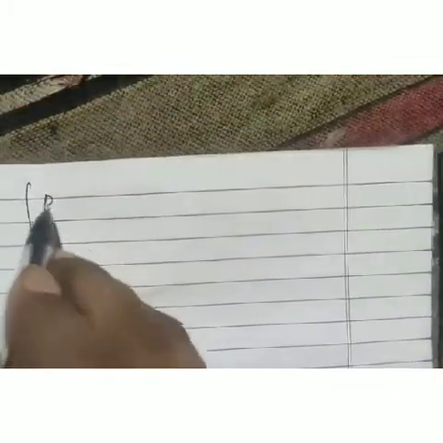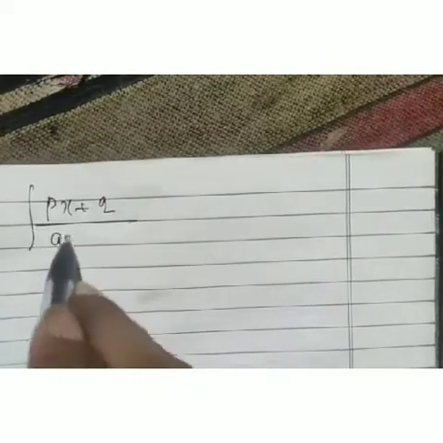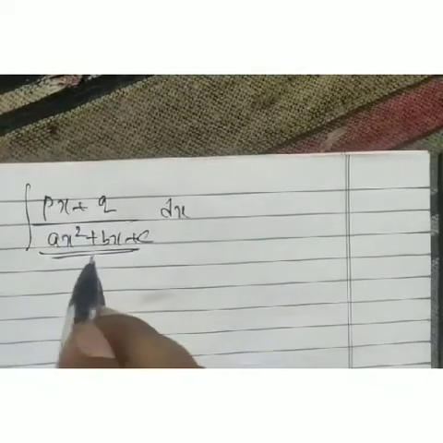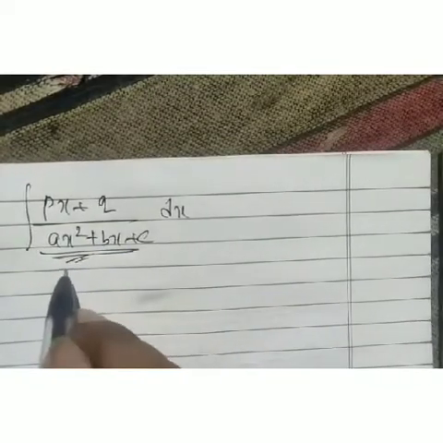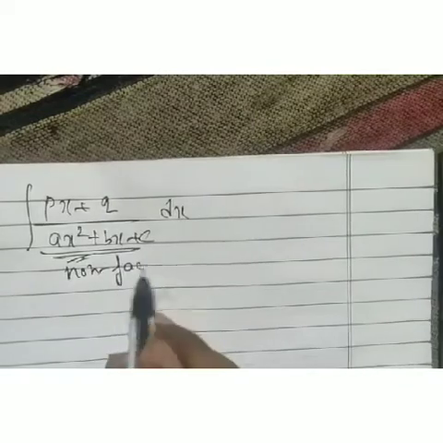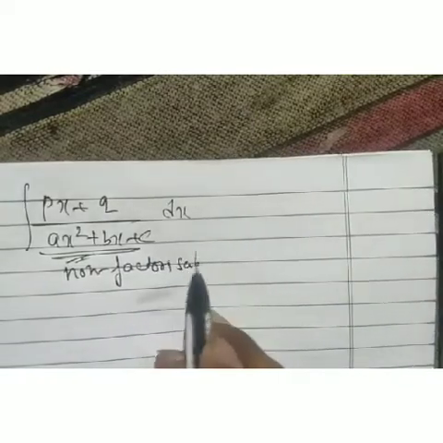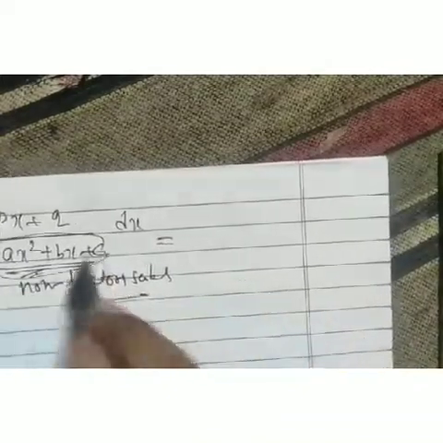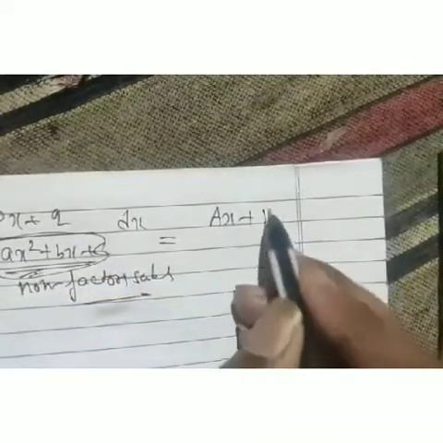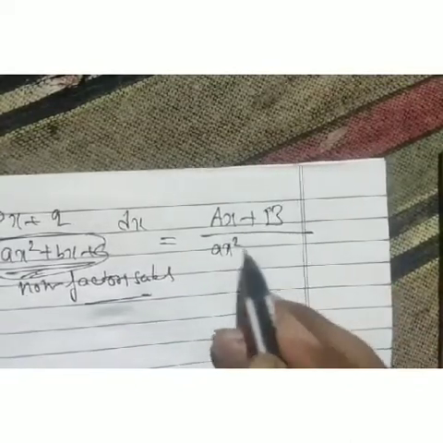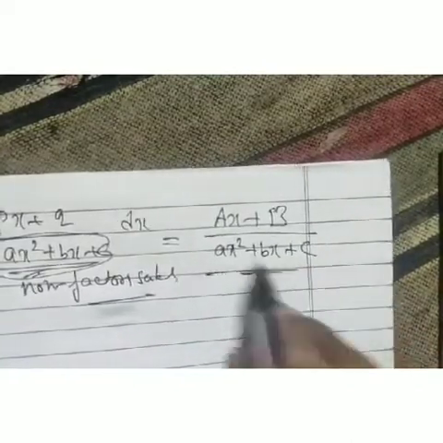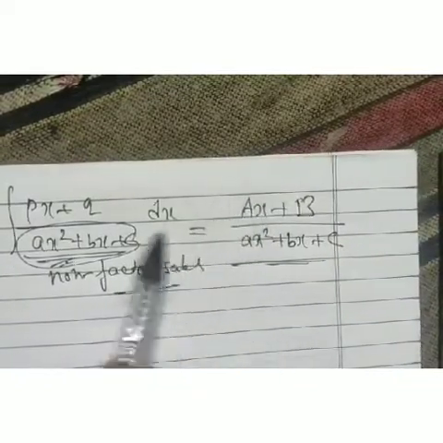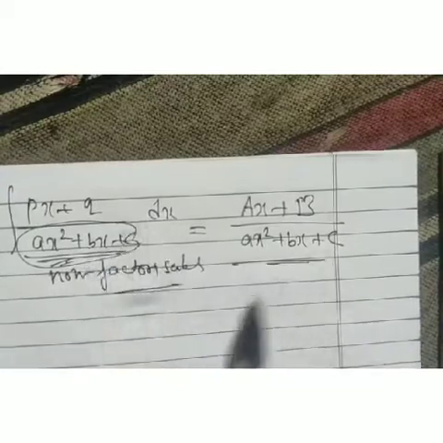When we integrate something of the type px plus q over ax square plus bx plus c dx, and this is a non-factorizable quadratic expression, then what is our format? Then we can write ax plus b upon ax square plus bx plus c, and after that we find the values of a and b, and we can easily get its integration value.